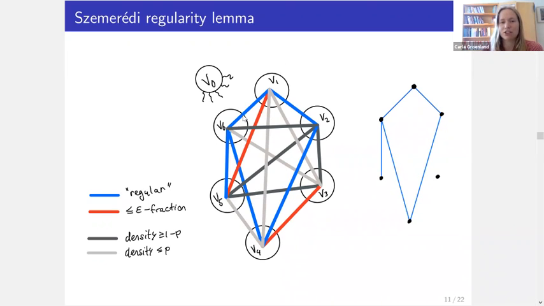Now what it tells us is some kind of control on the edges between the parts. There's an epsilon fraction, a small number, which we don't really have control over, but there's not too many of those, so we can shove it into our little o of n term. Then we split it up further into parts of high density and parts of low density. This is quite a standard thing to do. And then we can look at the remaining edges and draw the reduced graph, which is depicted on the right here.